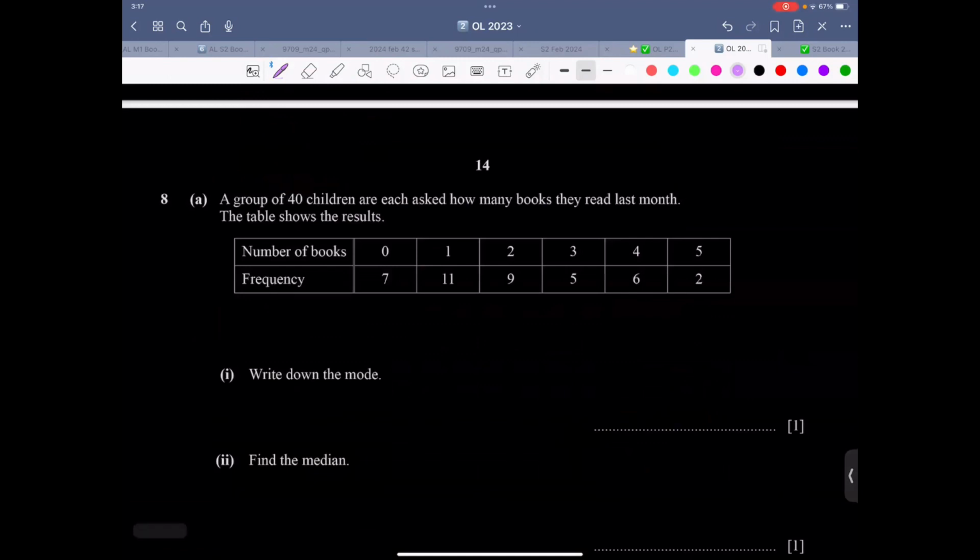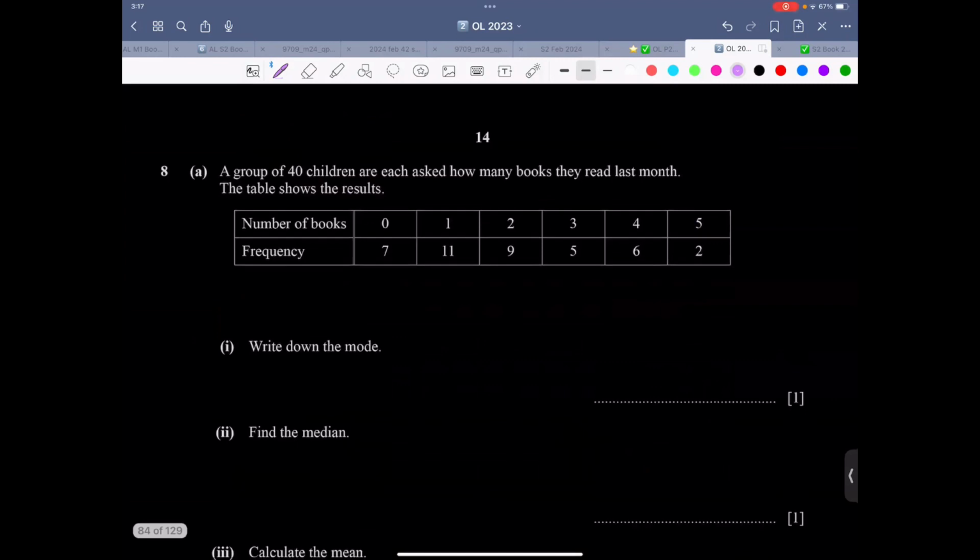Question number 8. Now the question says, a group of 40 children are asked how many books they read last month. The table shows the result. So now we have the number of books, and this is the corresponding frequency. Write down the mode. Which one is the highest frequency? So the highest frequency is 11. Therefore, the mode is the number corresponding to that. That is, 1 is the number of books that people have read the most. One book, that is the winner. So we write 1 over here.